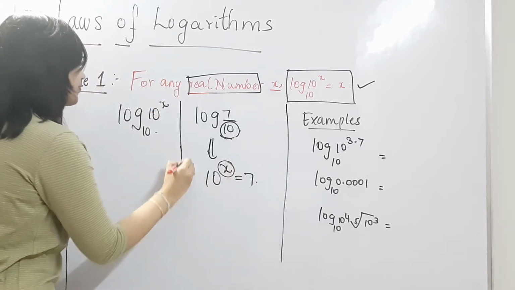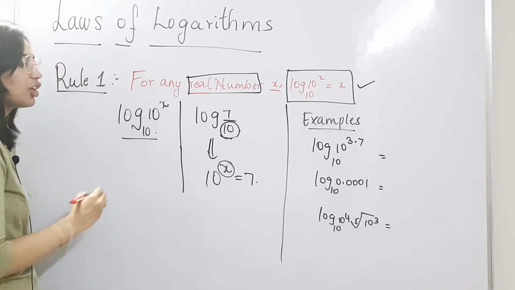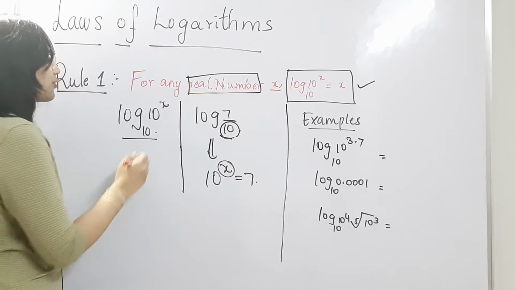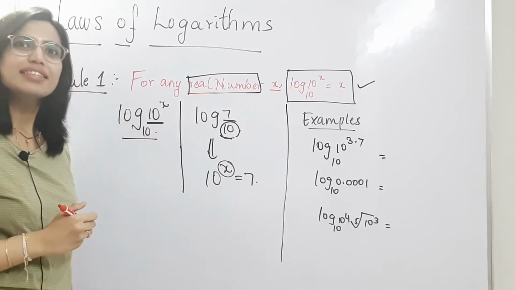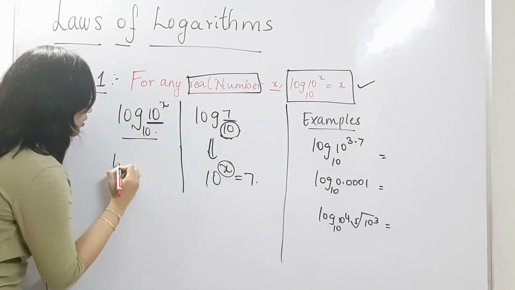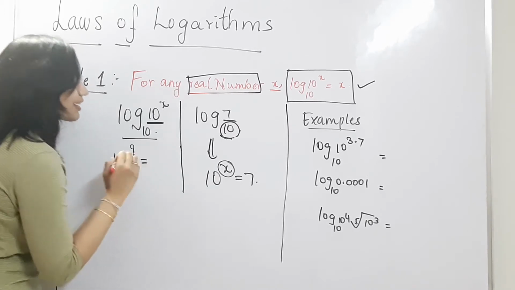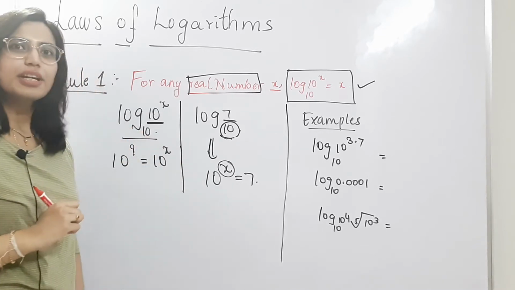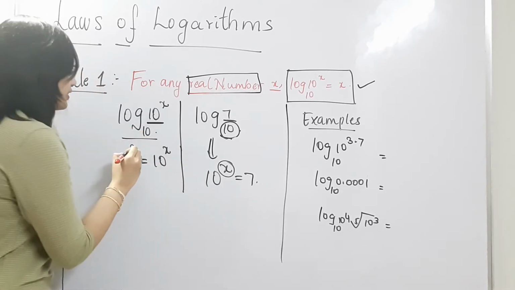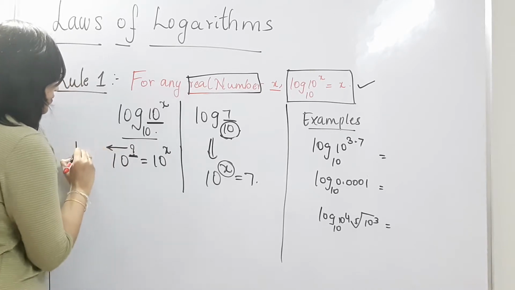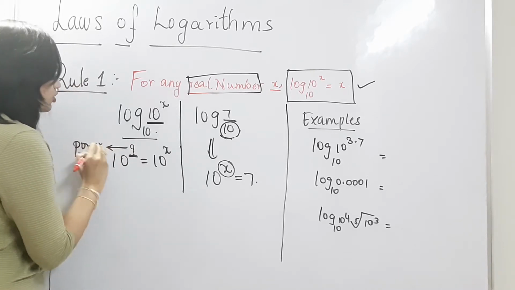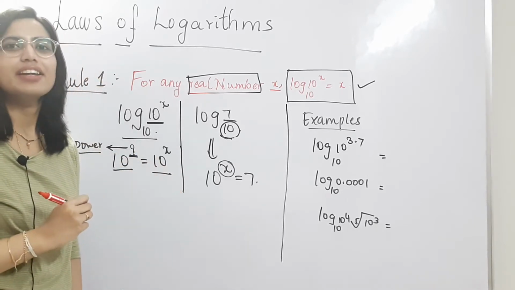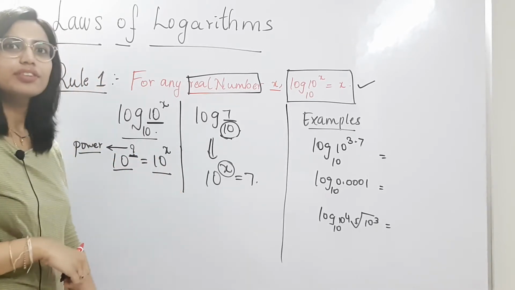In the same way, what do you think about this? To what power must 10 be raised in order to get 10 to the power of x as the value, right? So can I not write this as, here I am not taking any variable, just taking a question mark, and this is equal to 10 to the power of x. This is the power that we need to find out. So to what power must 10 be raised to get 10 to the power of x as the value? So what is the power here?